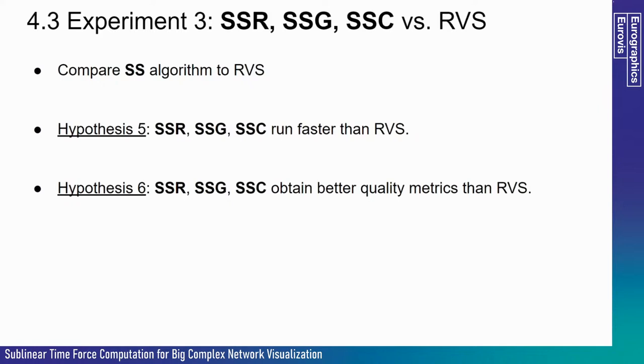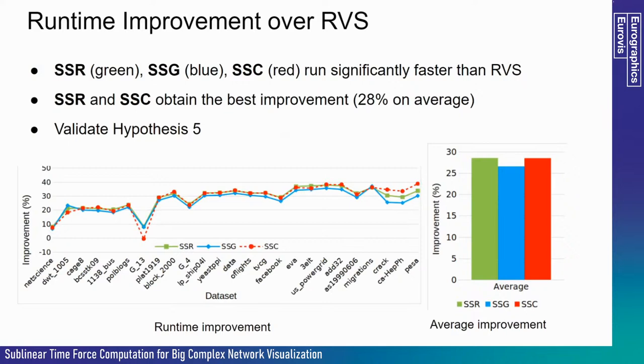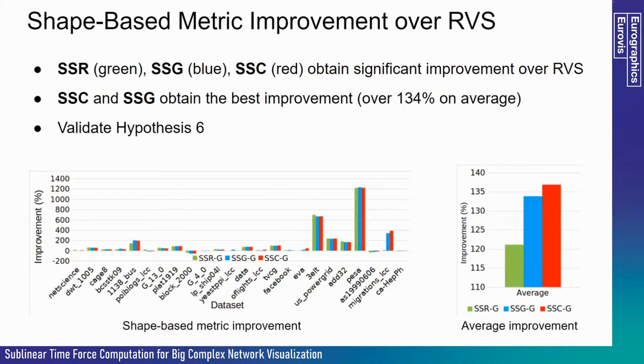For runtime, we again see that the SS variations run significantly faster than RVS, with SSR and SSC again obtaining better improvements on average than SSG, and this validates hypothesis 5. For shape-based metrics, we see that the SS algorithms obtain even more improvements over RVS, and in this case, we see that SSC and SSG obtain the best improvements at over 134% on average, better than SSR and the SL variations, which validates hypothesis 6.